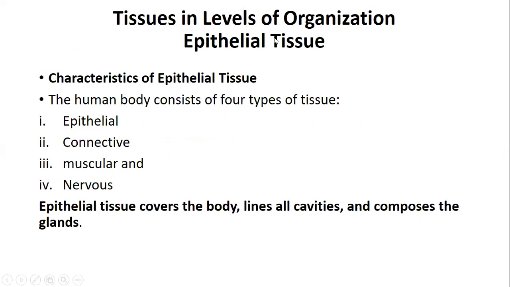So now we can talk about tissues in the levels of organization. These tissues that we have already introduced, we said there are four main types. We'll start with the epithelial tissue, and its characteristics. Therefore, the human tissue, as we have already established, is made up of the four main types, which are the epithelial, connective, muscular, and the nervous.